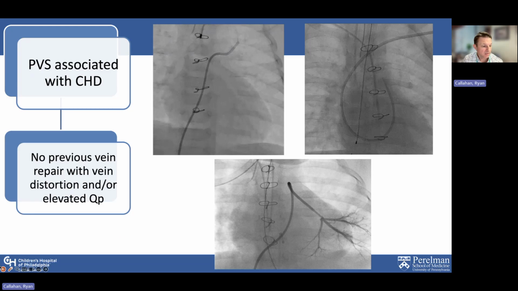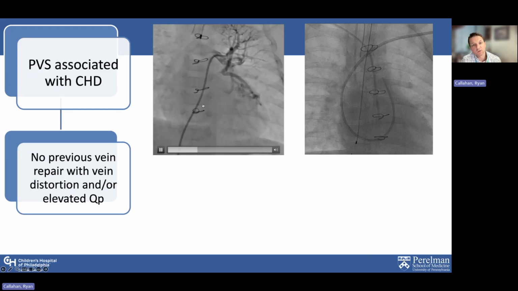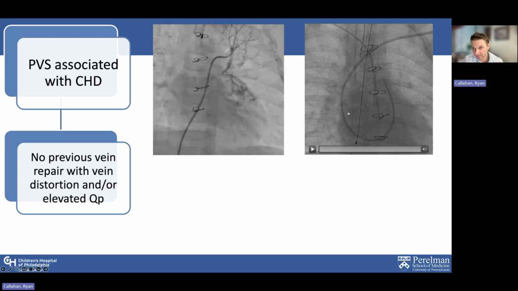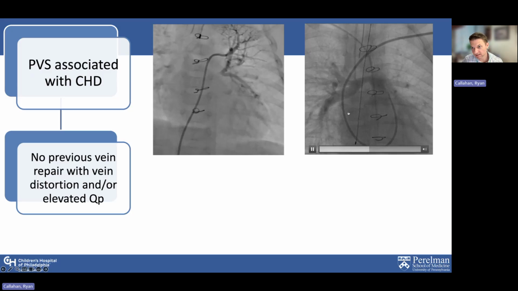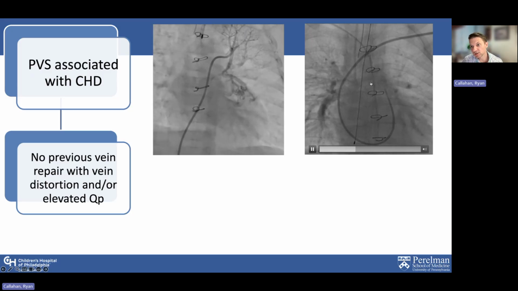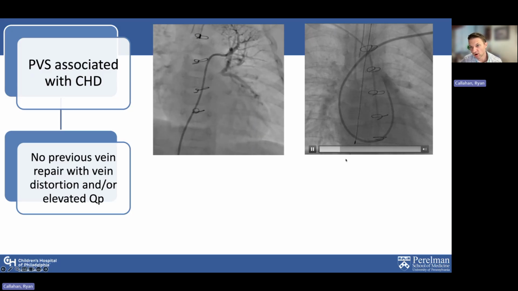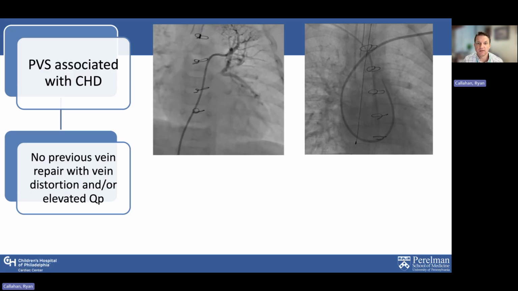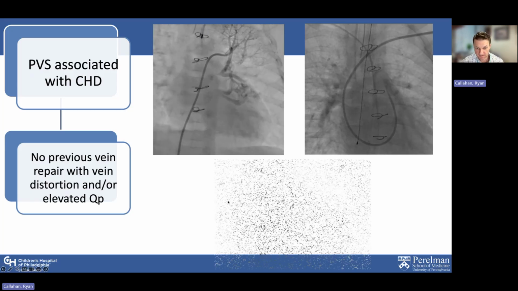let's see if I can play this. Here's a patient with stenosis of the left upper and the left lower pulmonary veins. And if you look at this picture, there was an obstruction of flow to the right pulmonary artery, and it was sending most of the flow to the left lung, and that caused PVS.